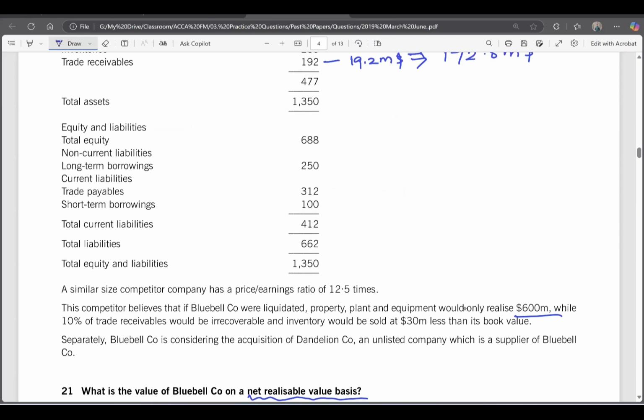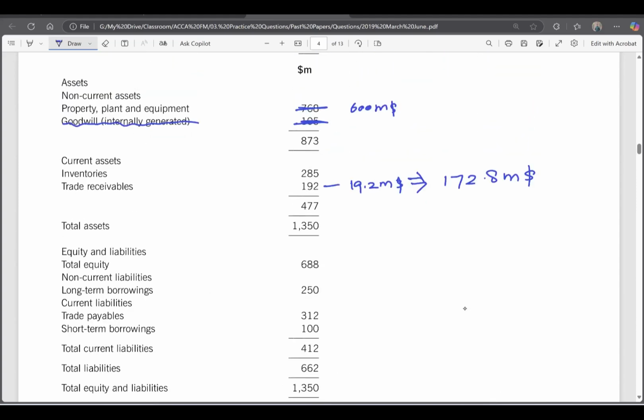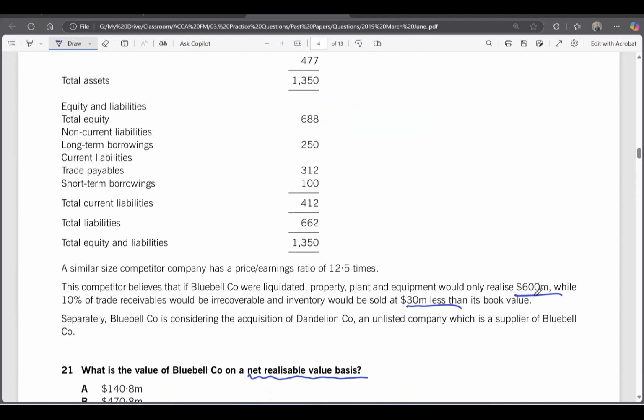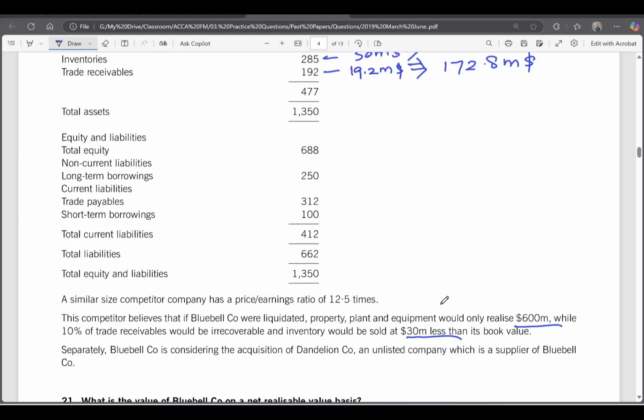And inventory would be sold at 30 million less than the book value. So inventory, we have to subtract $30 million less. So 285 minus 30, 255. So look, all of this information he provided us. We don't have to guess anything. He tells us what my PPE value will be if we sell the business. My bad debt will be 10% of the receivable, and inventory will be sold at 30 million less. So I will find all the assets.